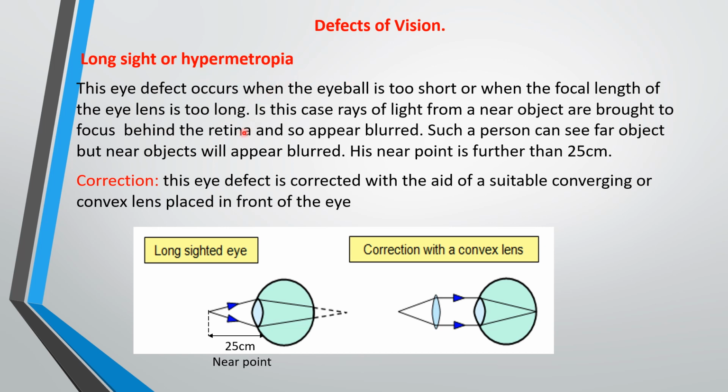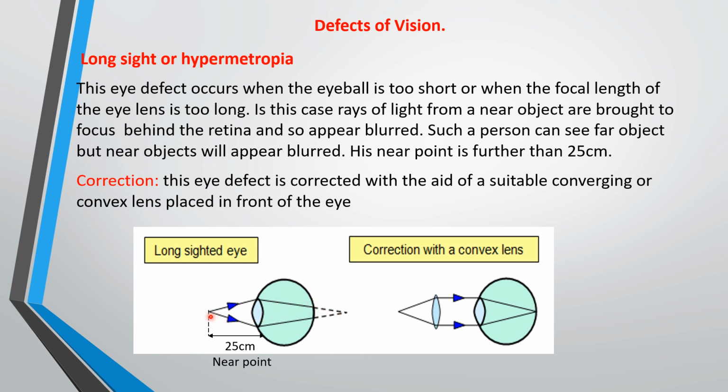And what happens is that for this particular defect, the eyeball of the person suffering from this defect is too short and the focal length is very long. The focal length of the lens is very long. So for someone that has long sight, he has a short eyeball and a long focal length. In this case, rays of light from a near object are brought to focus behind the retina and so appear blurred. The problem with this person is that they cannot see objects that are too close.